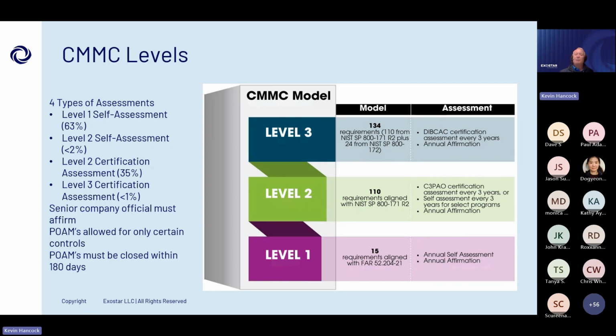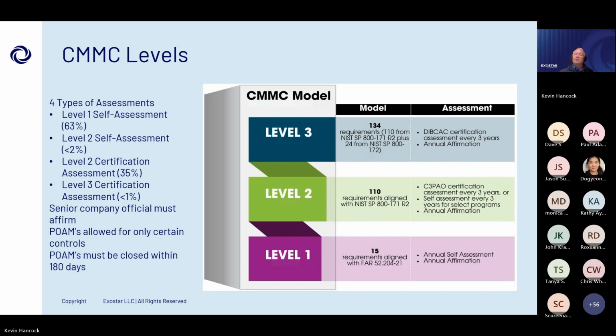And then a small number of contracts, less than 1%, will require a level 3 certification. Level 3 is more stringent. It not only includes those 110 controls from NIST 800-171, it has 24 additional controls from NIST 800-172. That will also require that every 3-year assessment, but that 3-year assessment is going to be done by DIBCAC, not by a C3PAO.